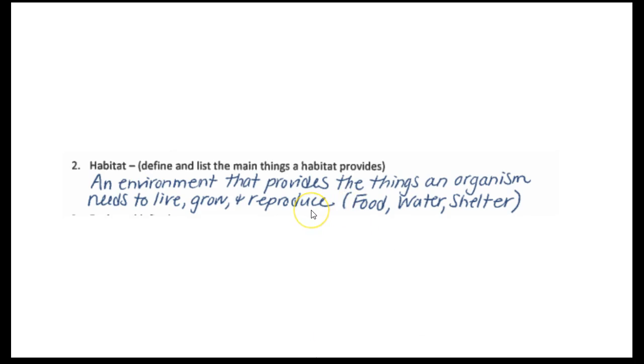Habitat. It says, please define and list the main things a habitat provides. A habitat is an environment that provides the things an organism needs to live, grow, and reproduce. So a habitat allows us to live, grow, and reproduce, all three things. It provides food, water, and shelter. Those are the main things that a habitat provides.